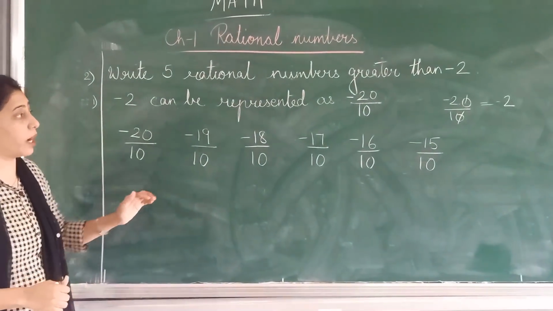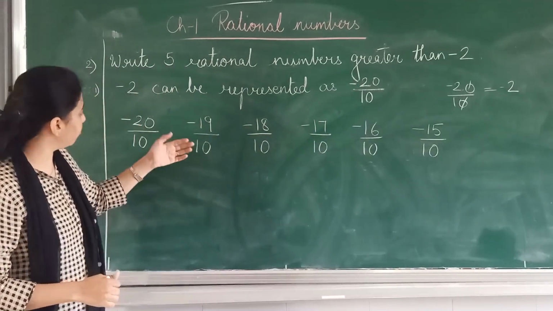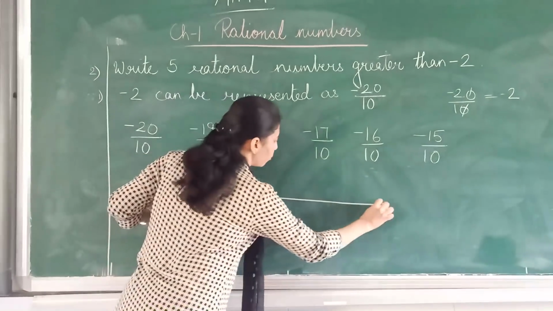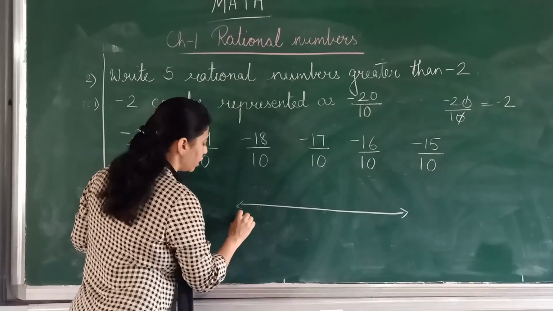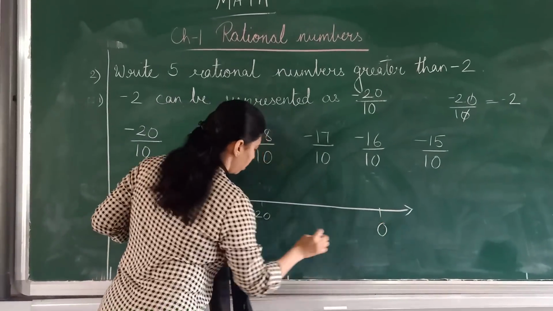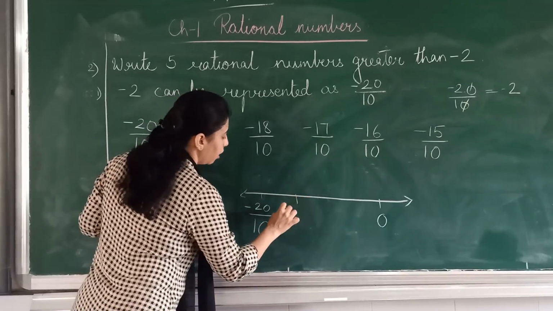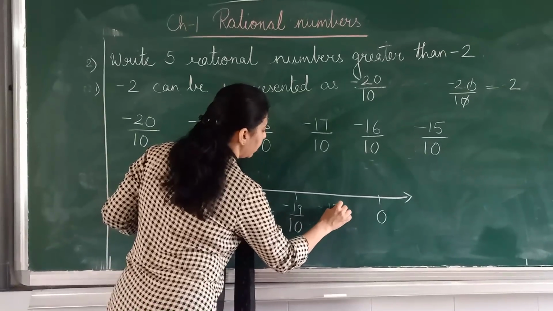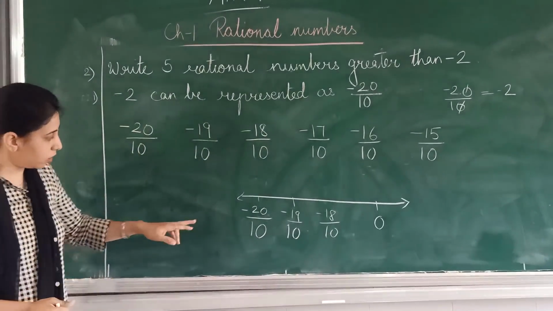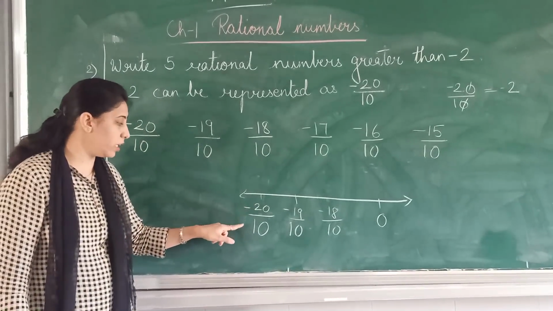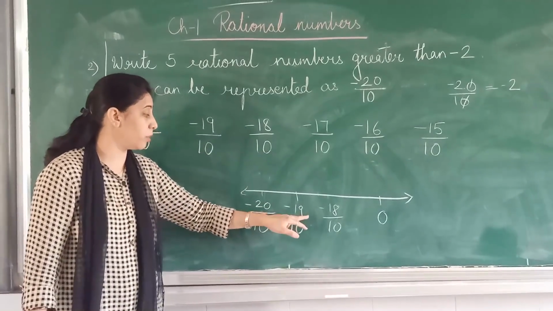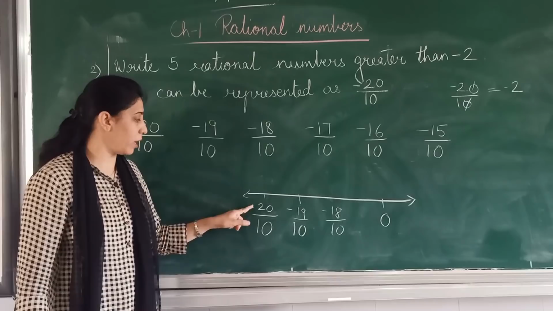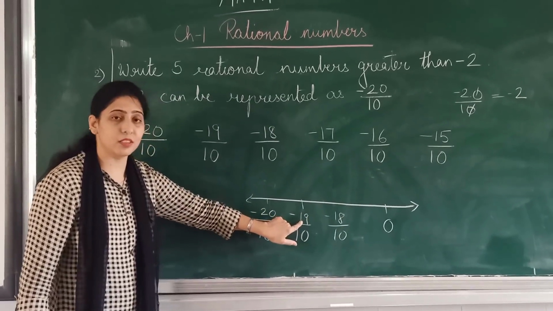Now greater than minus 20 upon 10. In the previous lesson we have already learned with the number line. Suppose I draw a number line here. Here it is 0. Here it is minus 20 upon 10, minus 19 upon 10 and minus 18 upon 10 and it goes on. Now which is the greater number, minus 20 or minus 19? So minus 19 is the greater number.